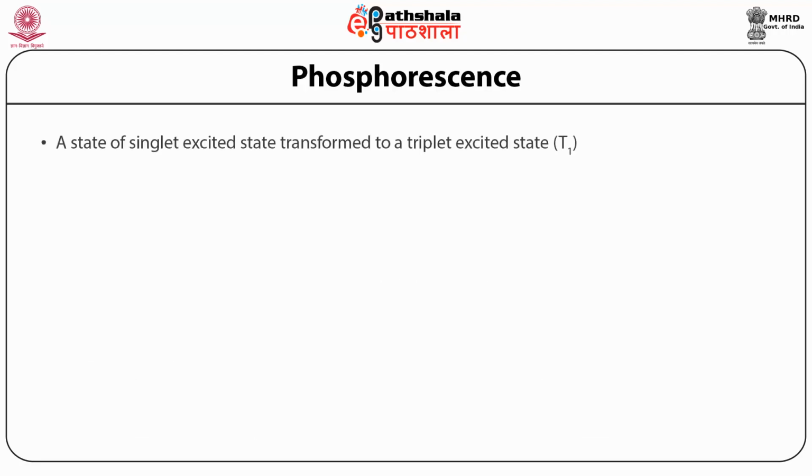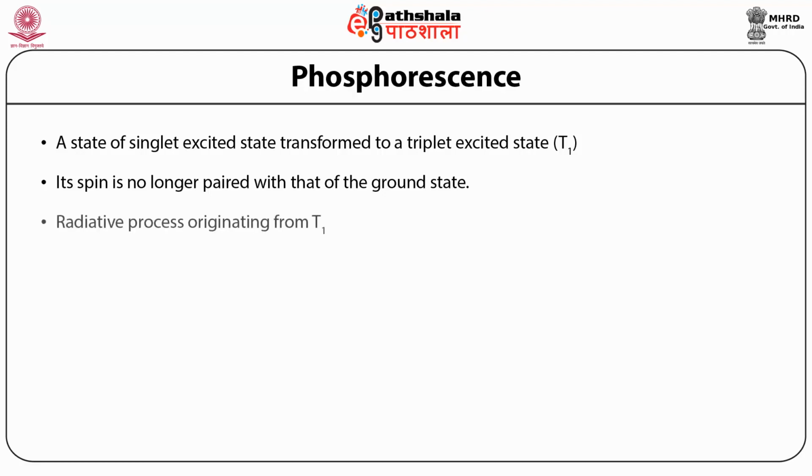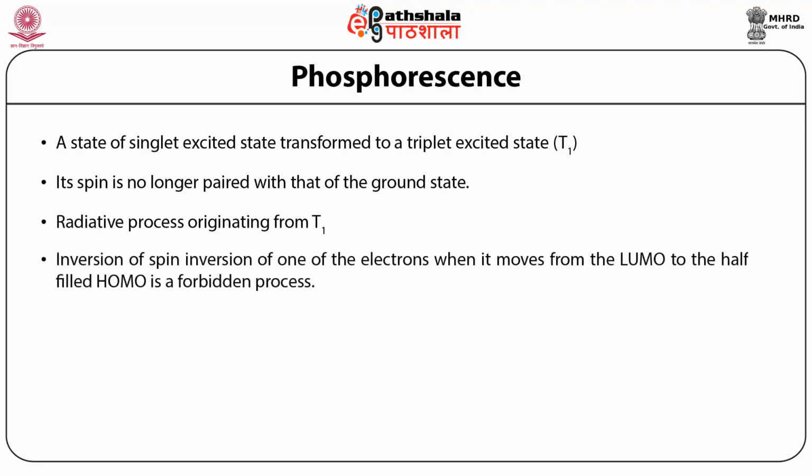Phosphorescence. Phosphorescence is a state where the singlet excited state has transformed to a triplet excited state. That is, the spin of the paired electrons is no longer paired and one of the electrons has changed its spin. The radiative process originating from the triplet state takes time because inversion of spin of one of the electrons when it moves from the lowest unoccupied molecular orbital to the half-filled highest occupied molecular orbital is a forbidden process.